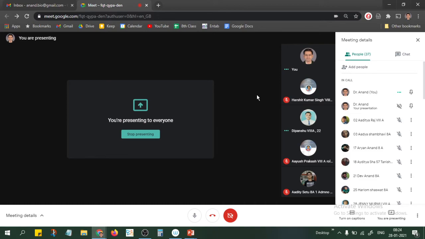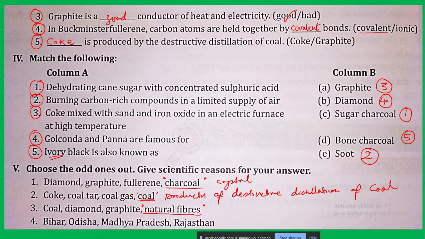Coal, diamond, graphite, natural fibers. Natural fibers, because coal, diamond and graphite are elemental forms of carbon, whereas natural fibers are compounds of carbon. You can say pure form and combined form. This is the combined form.